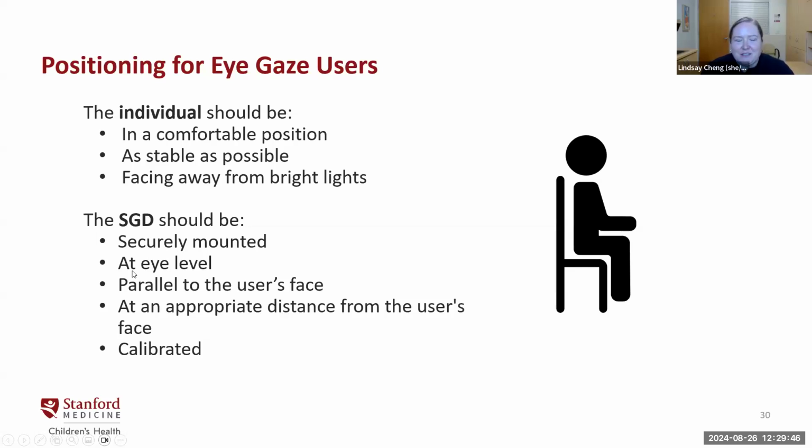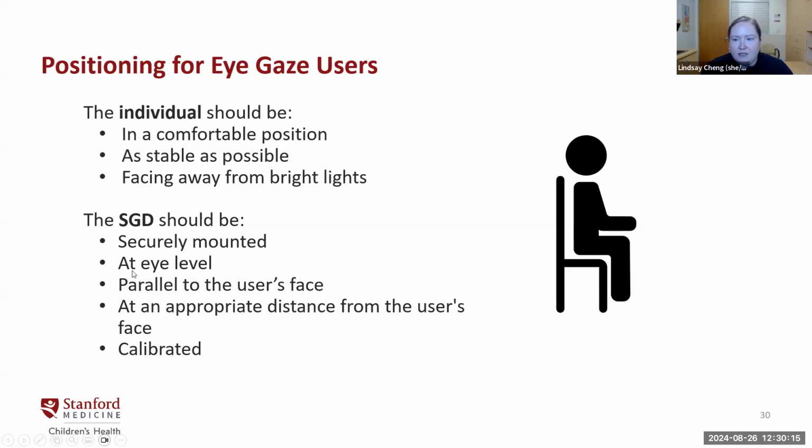Okay, so let's discuss positioning when it comes to eye gaze access. Some things we want to consider is the individual should be in a comfortable position. We want this to be a position they can maintain versus something unnatural for their body. This may look different from person to person, especially since some individuals have specific positioning requirements due to vision considerations, respiratory status, or motor limitations. This should be a position that is as stable as possible.